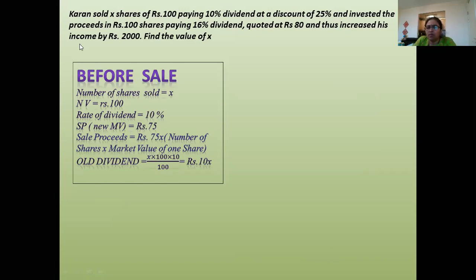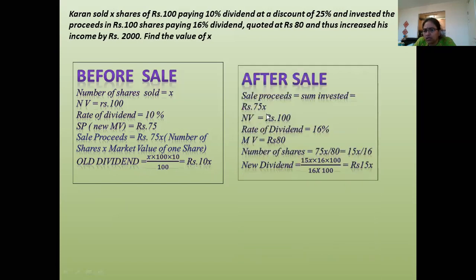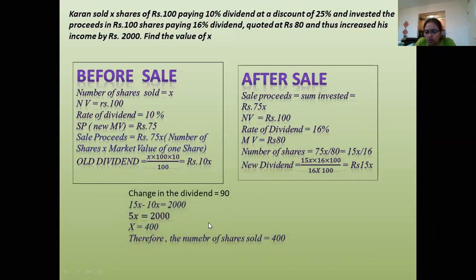Sale proceeds is nothing but the new MV into X. He sold at a discount of 25%, right? Okay, old dividend is 10x. After sale, sale proceeds will be the sum invested, 75x. Nominal value is 100. Rate of dividend is 16%. See the second part of the question, it is all given, quoted at rupees 80. So 80 is the market value in the second case. Number of shares is this. New dividend is 15x. Now change in dividend is given as 2000.